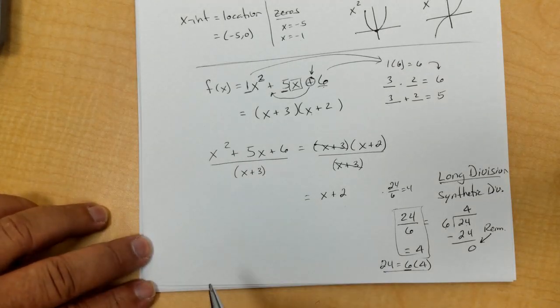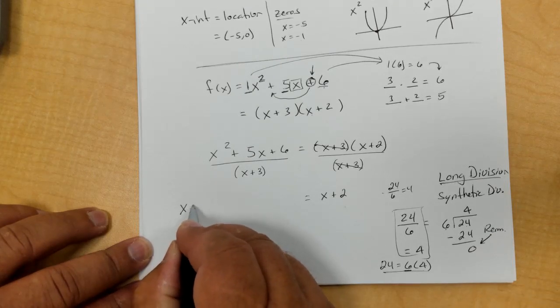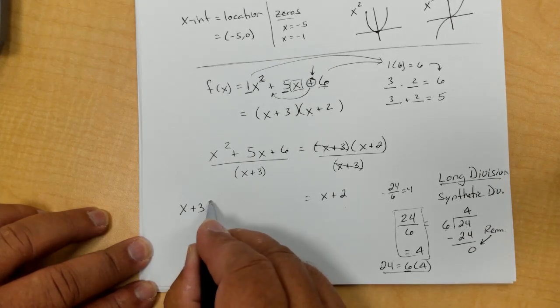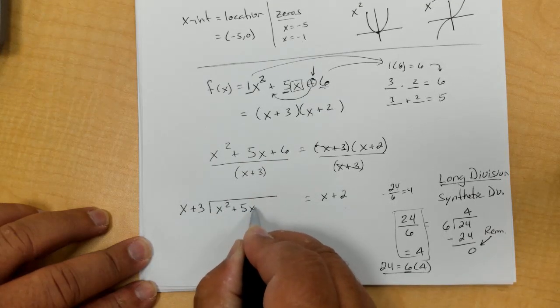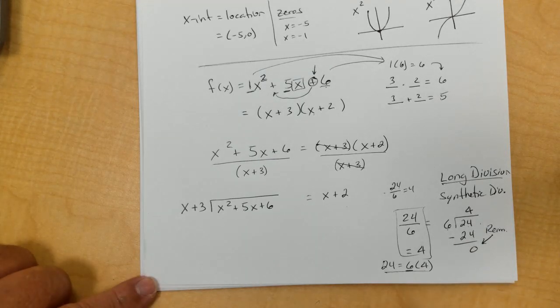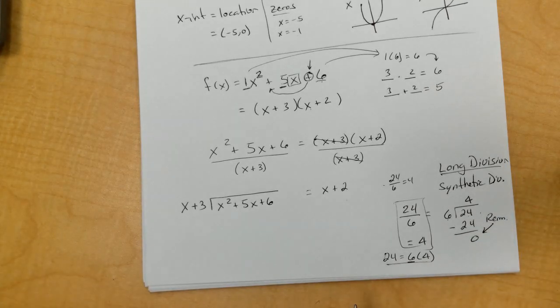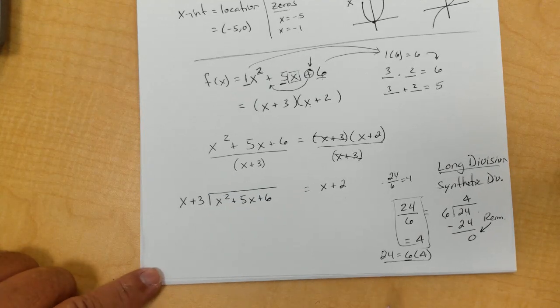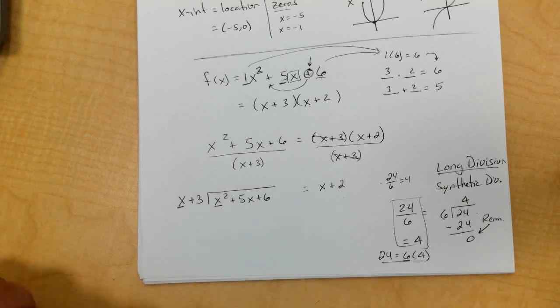Let's look at this. We do the same thing. We have whatever the bottom, the divisor. x squared plus 5x plus 6. We set it up the same way. Now we have to only look at the leading terms. What times x gives me x squared?